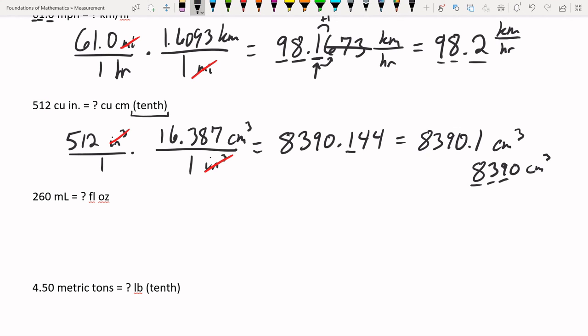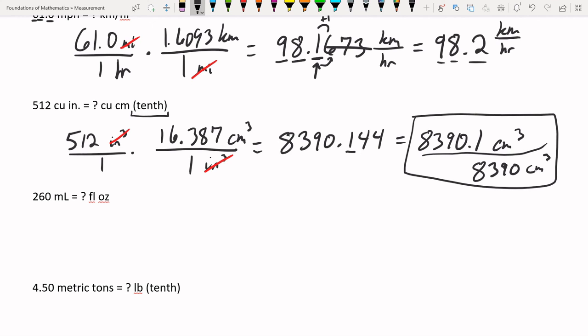significant digits. However, the problem itself asks to be rounded to the nearest tenth. So that's what the top one is here. Whatever the problem asks for, round to the nearest tenth or round to significant digits, that's what you have to do.